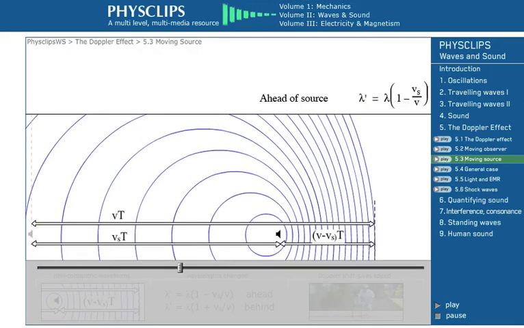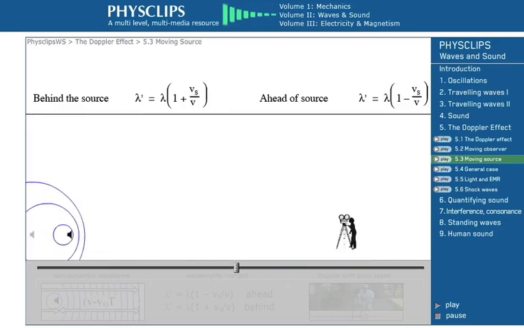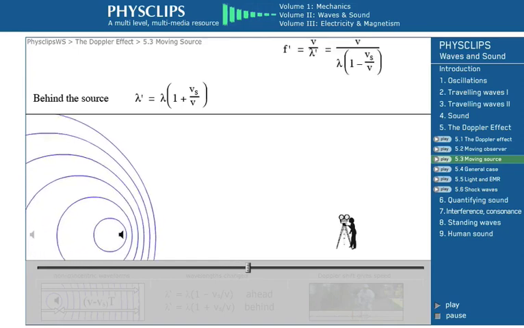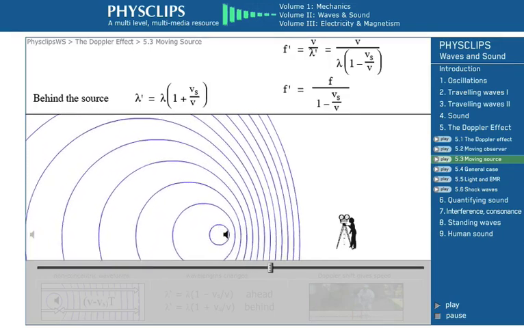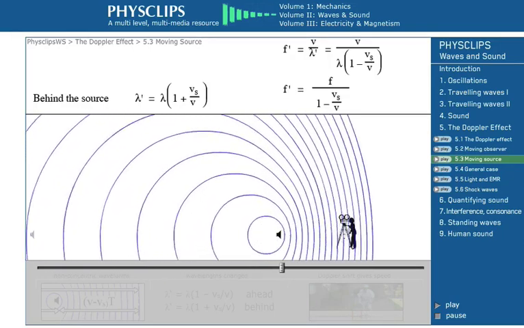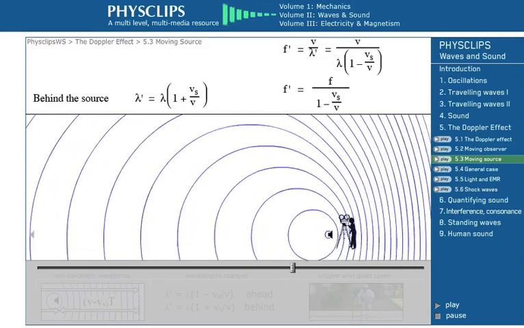The wavelength is therefore decreased ahead of the source by a fraction, vs on v. Behind the source, the wavelength is increased by the same fraction. Now the wave still travels at speed v, so a stationary observer hears f dash equals v over lambda dash, and substitution gives this expression for the new frequency. Here we take vs as positive if the source approaches and negative if it goes away. So Joe's just derived for you f dash is equal to f over 1 minus vs on v.